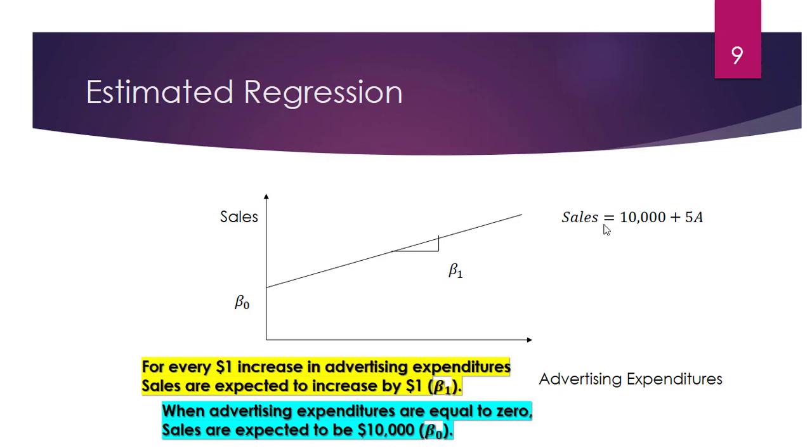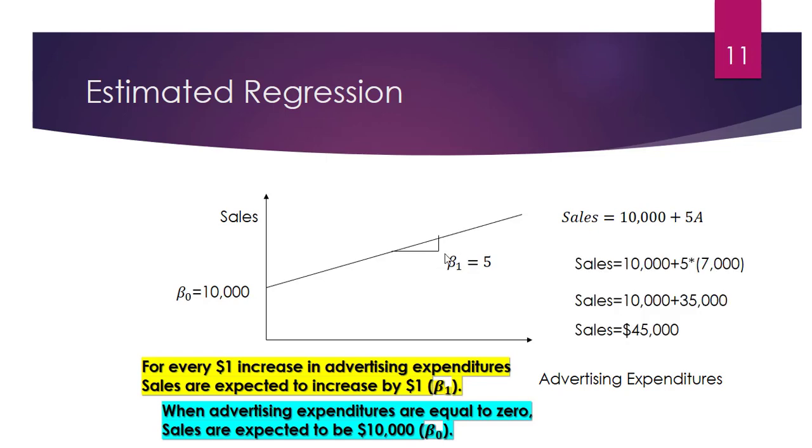Now suppose Excel estimates a regression line for us and informs us that the regression line is in fact y equals 10,000 plus 5x, or in this case, sales is equal to 10,000 plus 5 times the advertising expenditures. This tells us that beta 0, the intercept of the line, is 10,000. This means that the line cuts the y-axis at 10,000. Beta 1 is equal to 5, which means that the slope of the line is 5. Now let's make some predictions.